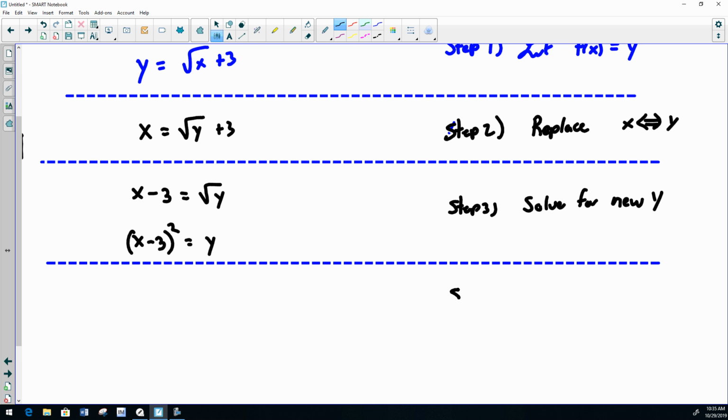Step 4. Replace y with the inverse notation. So f inverse of x equals (x minus 3) squared. And that's the inverse. Or is it?